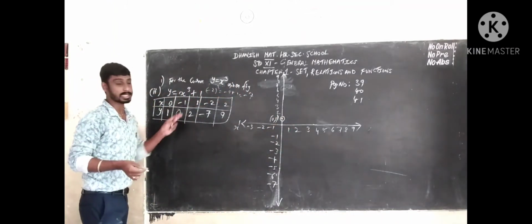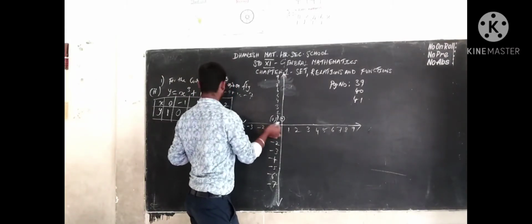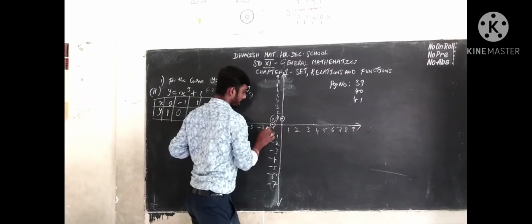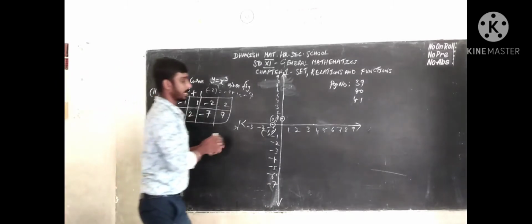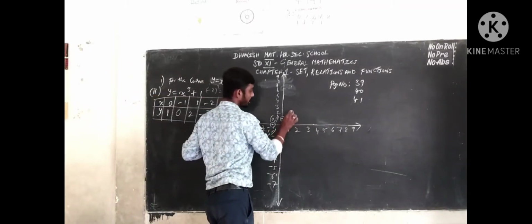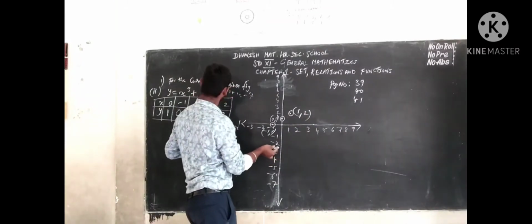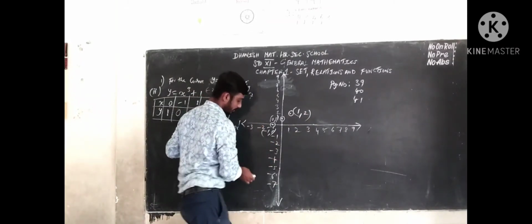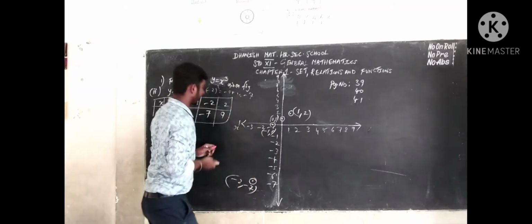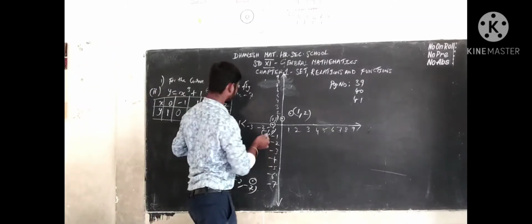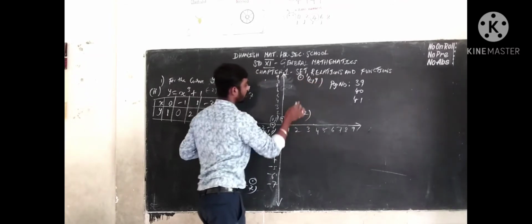That will be 0, comma, 1. Then minus 1, comma, 0. On the x axis minus 1, you have to plot here. Then what is the point here? 1, comma, 2. On the x axis 1, on the y axis 2, that is 1 comma 2. Then minus 2 comma minus 7. On the x axis minus 2, and minus 7, you have to plot the point here. Then 2 comma 9: x axis 2 and y axis 9. Now draw the curve.